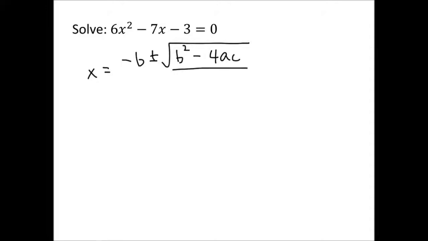So let's solve this equation: 6x squared minus 7x minus 3 equals 0. In this equation, we will use the quadratic formula. x is equal to negative b, positive or negative the square root of b squared minus 4ac, divided by 2a. So a is the coefficient of x squared, b is the coefficient of x, which is negative 7, and c is negative 3.